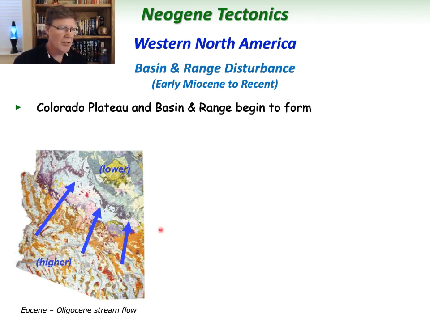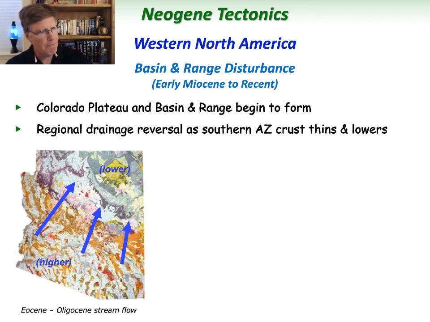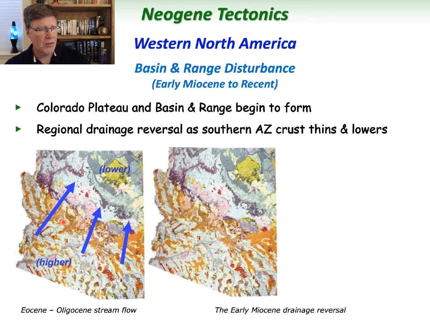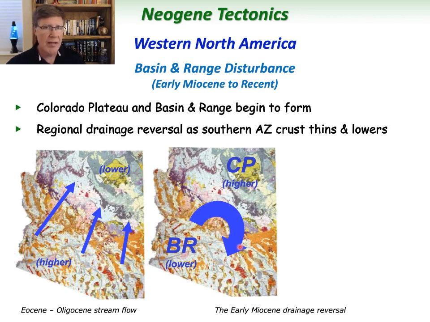The Colorado Plateau, which is not being extended, would remain at or above where it used to be. So the Colorado Plateau would be raised and the basin and range would be lowered. So we're getting kind of a flip of the topography. And the streams then would respond by reversing. So during the early Miocene, as the basin and range spreading initiated and progressed, we would see evolution of the basin and range in the south and the Colorado Plateau in the north, and eventually a reversal of the drainages.